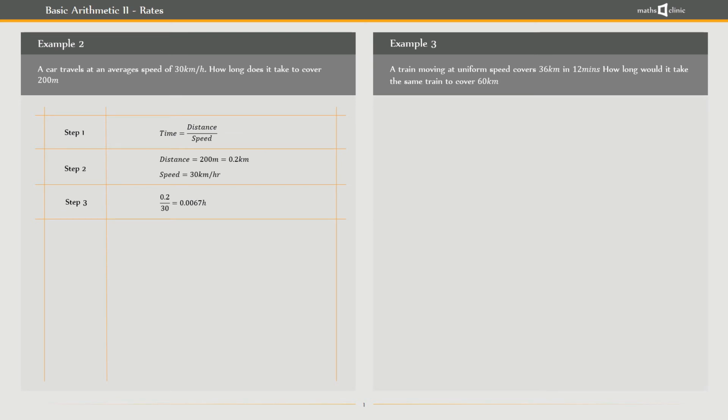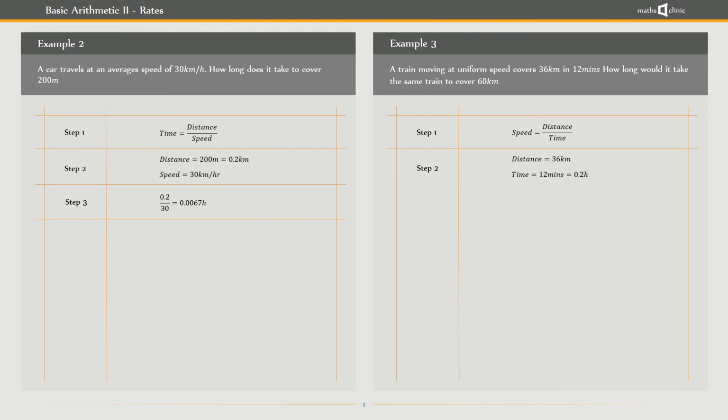So what we have here is a situation where we need to solve for the speed of the train first. Once you have the speed of the train, you can then use that to solve for the time it will take the train to cover a distance of 60 kilometers. Now how do we go about solving for the speed of the train? We simply say speed equals distance over time, and we've been told that the train covers a distance of 36 kilometers in 12 minutes, or 0.2 hours.